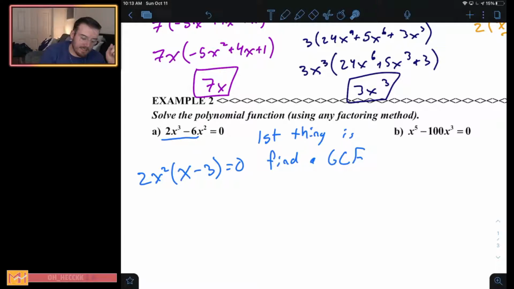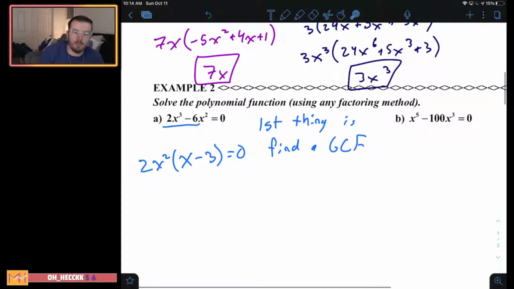Also, another way to look at this is you should be able to put this back together. Is 2x squared times x going to give you 2x cubed? Yes, it is. Is 2x squared times negative 3 going to give you negative 6x squared? Yes, it is, right? I ripped it apart. We should be able to put it back together if need be, but I don't need to. I'm done, right?